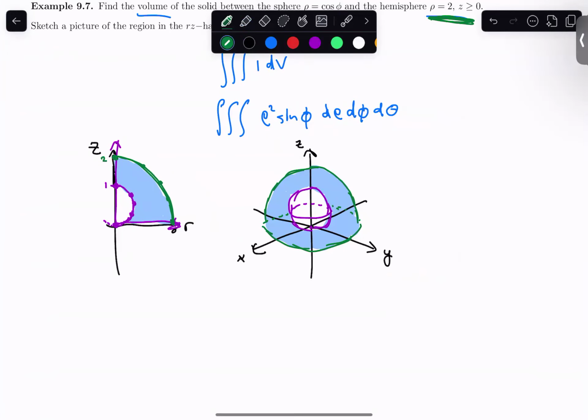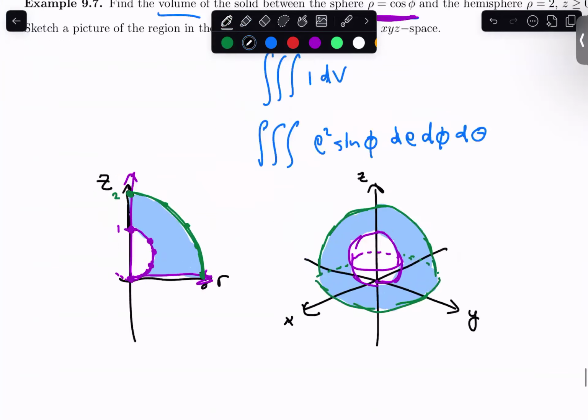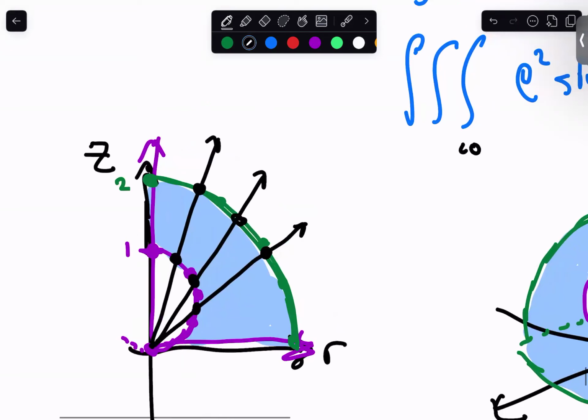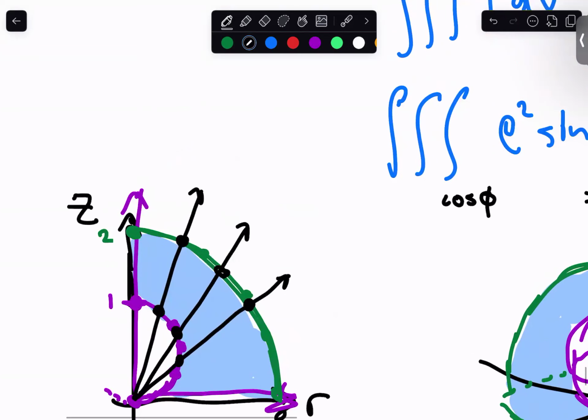Personally, when I am finding my bounds, I think it's easier to use the rho-z half plane. And so I'm going to rely on this. I think just having this 2D picture is powerful enough. But we can also talk about where these show up in the 3D picture as well. So if I'm traveling in my rho direction, it seems like I always enter through this purple curve, and I always exit through this green curve. So my lower limit should be rho equals cosine of phi. That was the purple curve's equation. And the green curve's equation was rho equals 2, that nice constant there.